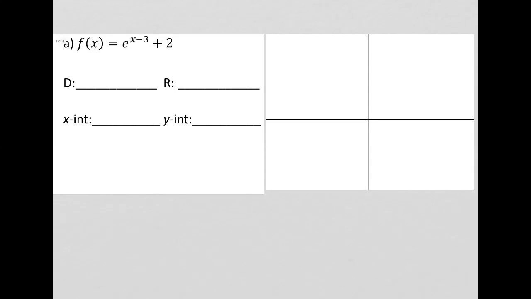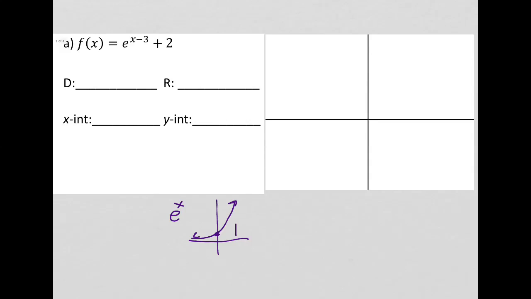Hey folks, study guide problem 1a. Want to sketch the graph of this function, f of x equals e to the power of x minus 3, all of that plus 2. So let's think about the mother function e to the x. That looks like that. Has a y-intercept right there at the y value of 1.